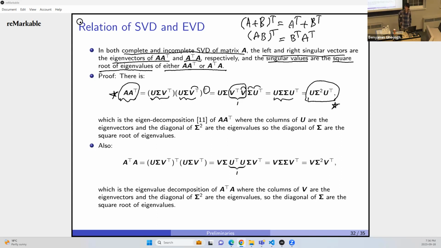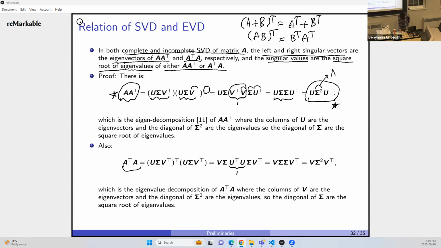What is that? We just saw that a few minutes ago. Consider this sigma squared as lambda, whatever. U lambda U transpose, what is that? It's exactly eigenvalue decomposition. So it's the eigenvalue decomposition of A A transpose. So on the one hand, we saw that U is the eigenvectors of A A transpose, and sigma squared are the eigenvalues of A A transpose. On the other hand, we know that U was the left singular vectors of A, and sigma was the singular values of A. So comparing these two statements, you will get exactly what we have in the claim. Let's see the other one.